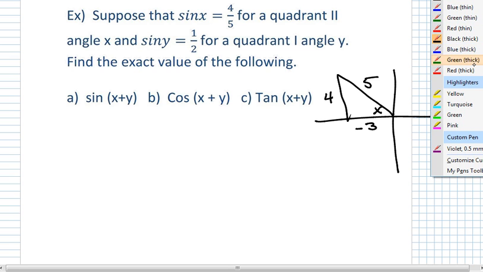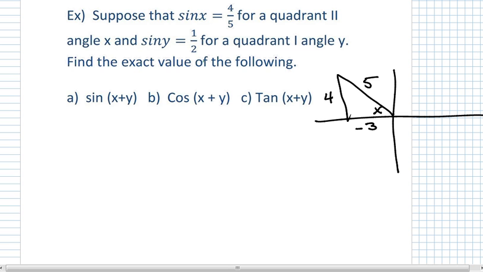And then it says the next angle, y, is in quadrant 1, and the sine is 1/2. So draw another triangle. Here's y. The sine is 1/2. That means when you do the Pythagorean theorem, you'll get the square root of 3 for x, and they're all positive.